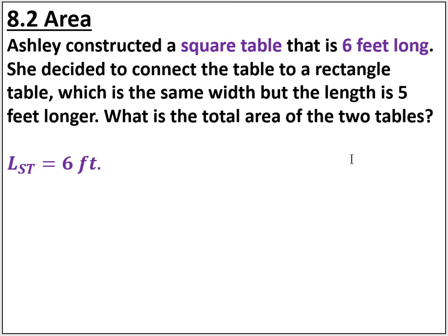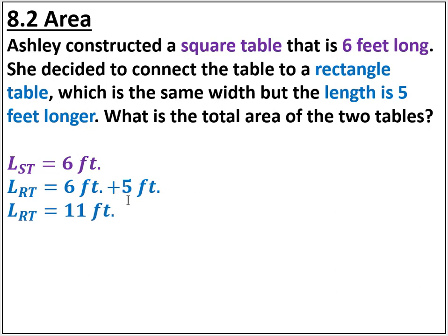Now, it stated that the length of the rectangle table, which I'm going to highlight, is 5 feet longer. So the length of the rectangle table, which I label here L sub RT, where RT stands for rectangle table, is 6 feet because it's the same width, but it's 5 feet longer, as stated right here. So the length of the rectangle is going to be 11 feet. Now we identified the length of the square table and the length of the rectangle table.